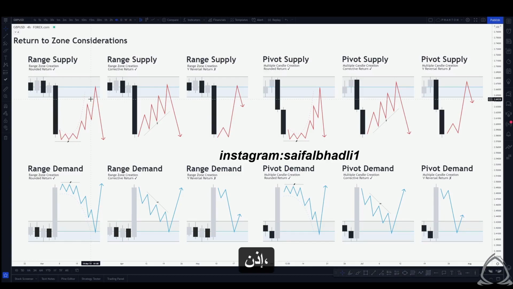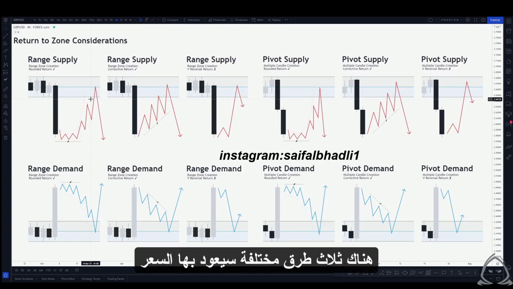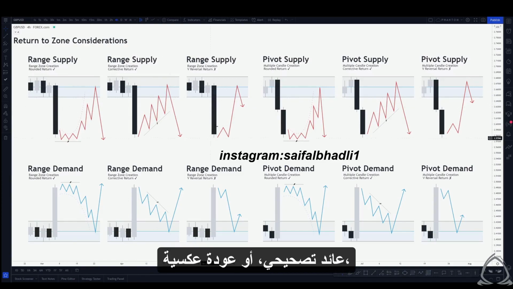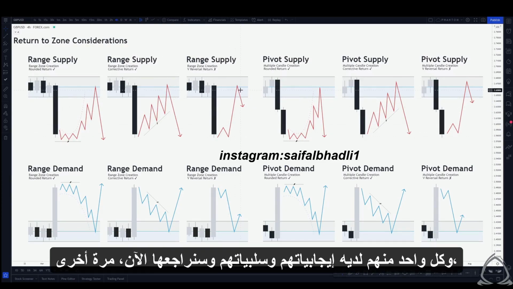So there are three different ways that price is going to return to a potential supply or demand zone. We have a rounded return, a corrective return, or a V reversal return. And each one of them has their pros and their cons, and we'll go through those right now.